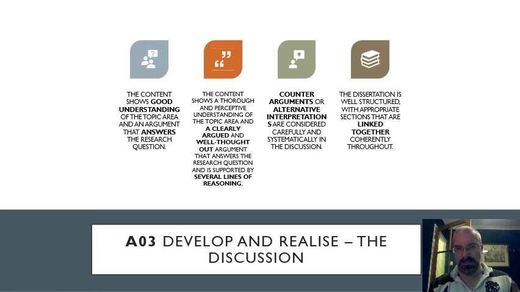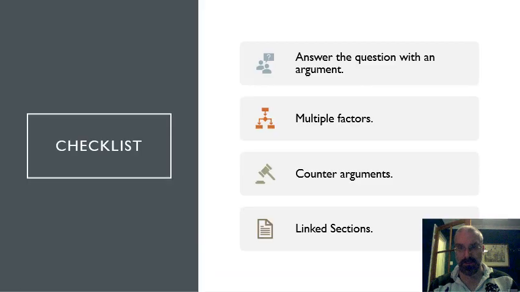And I've distilled it down into a slightly simpler checklist, which really says the same thing, but maybe is a little easier to remember. So when you are doing your discussion, and remember your discussion is 26 out of 54 marks, so if you don't do a good discussion, you really are in trouble in terms of getting a good mark in the EPQ. So first of all, are you answering the question? You've set the question, so there's no excuse for not answering it. And are you answering it with an argument?